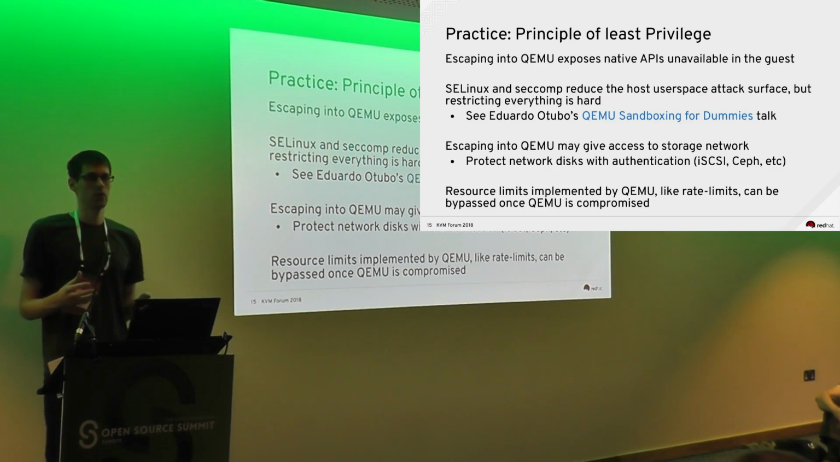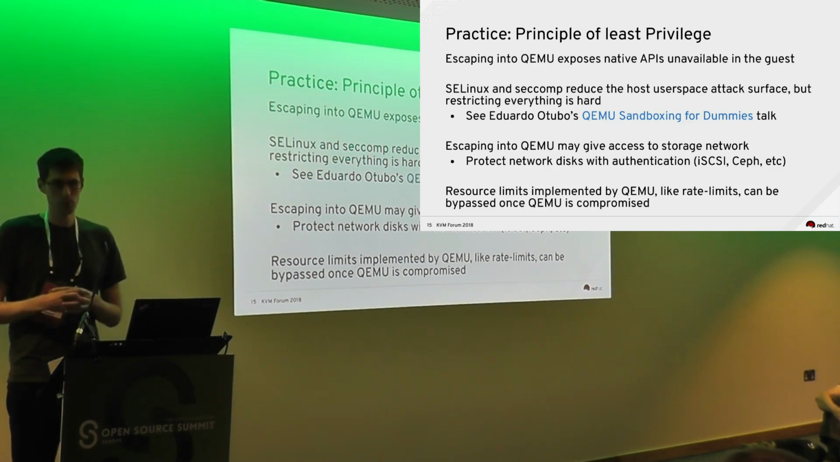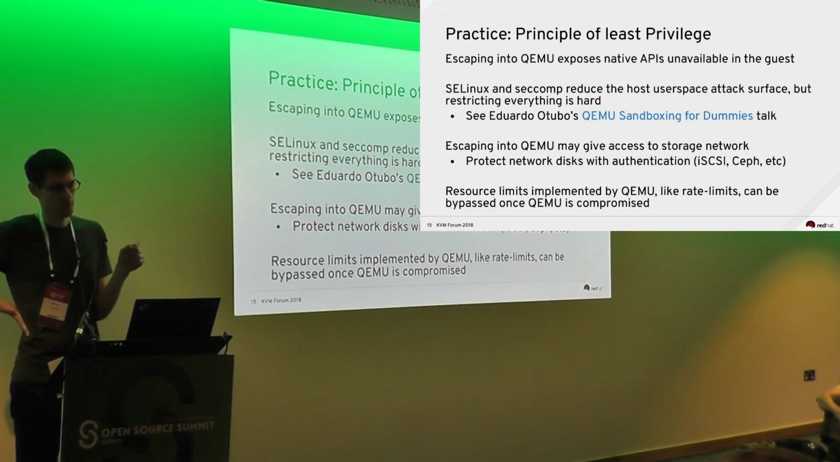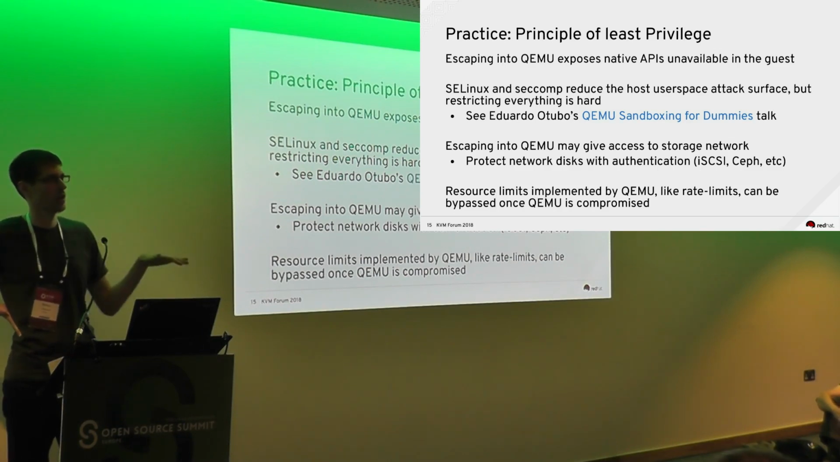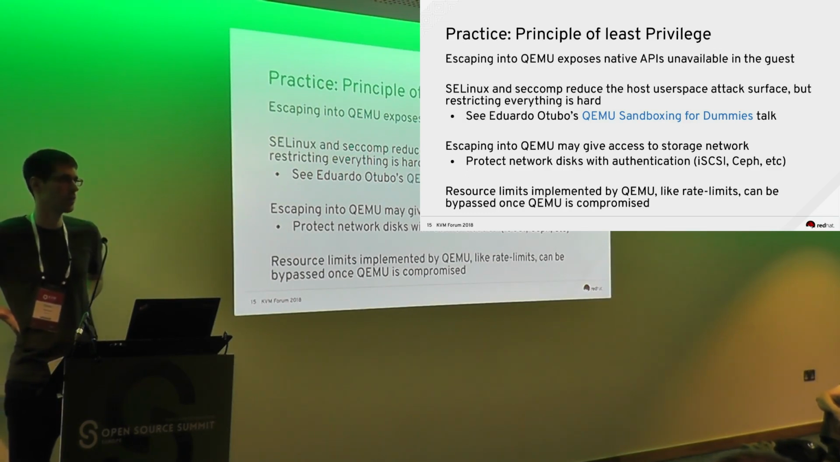But what it does is it can blacklist certain system calls, system calls that QEMU should never, under any circumstances, use. And so you can at least reduce the kernel attack surface. You can get rid of some system calls, and you can be sure that a compromised QEMU cannot make those calls into the kernel.